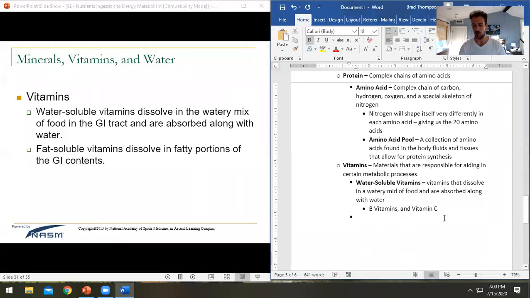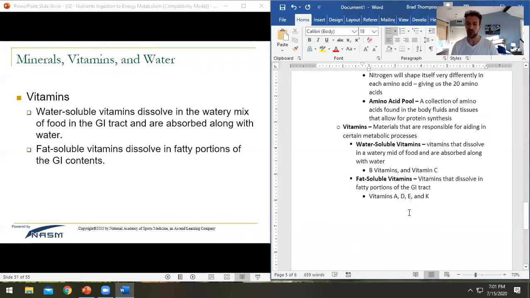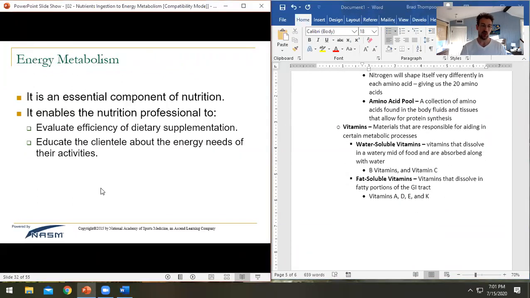So let's talk about it. Fat-soluble vitamins are vitamins that dissolve in fatty portions of the GI tract. These are vitamins A, D, E, and K. Those are all of your fat-soluble vitamins. You will want to know those.